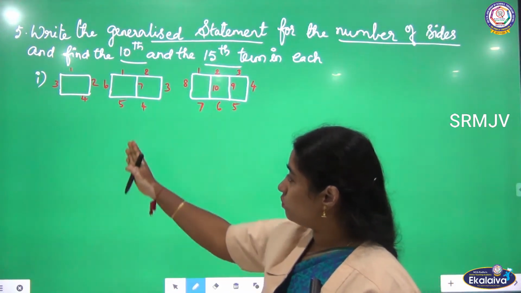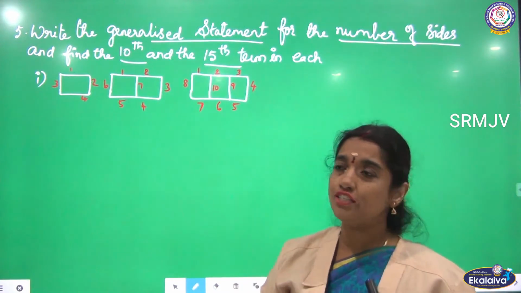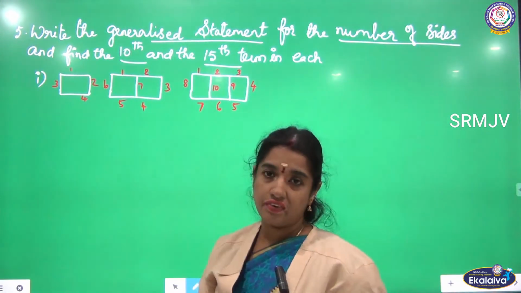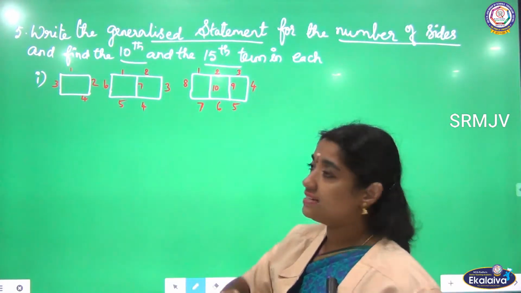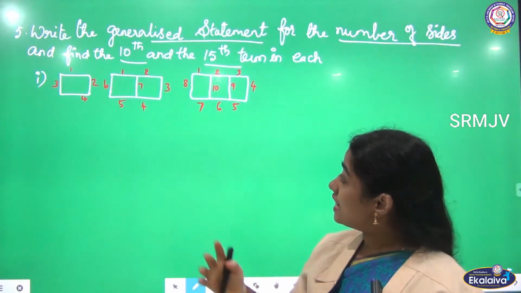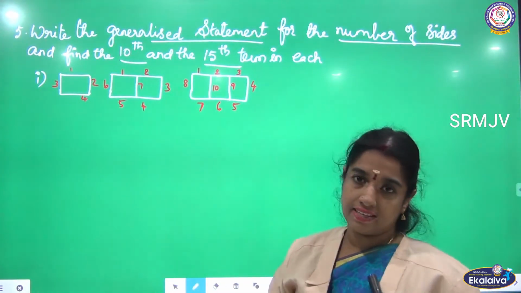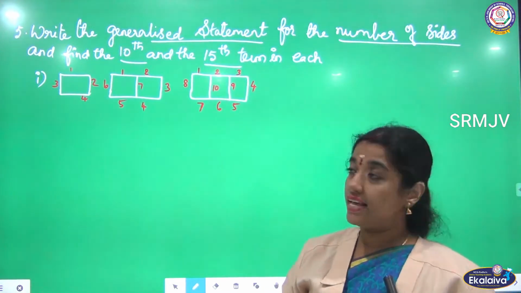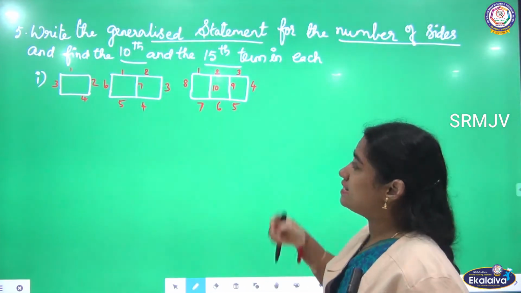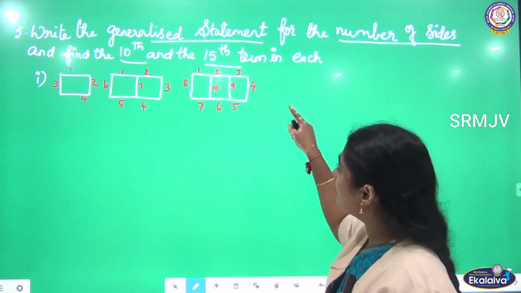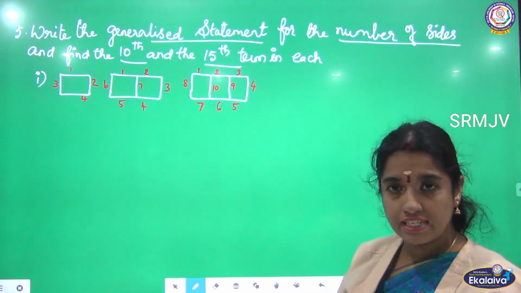Listen children, here is a square. So you are having 4 sides, and 2 squares are joined together. So the number of sides is 7, and the 3 squares are joined together. So my number of sides is what? 10. If 10 squares are joined together, what is the number of sides they are asking? And next, if 15 squares are joined together and they are asking the number of sides, is it possible to draw that and find the number of sides? No, it is tough to do that.